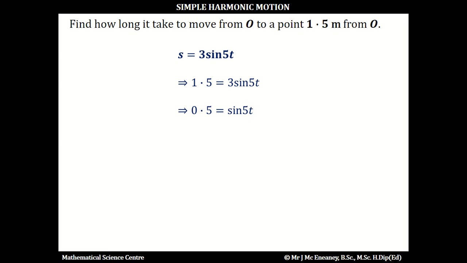If you bring the 3 over and divide, 0.5 equals the sine of 5t. Now if we get the inverse sine of 0.5, this equals 5t. Now this gives us the first time the particle will be 1.5 meters from O. There actually will be an infinite amount of times, but we're just looking for the first time. So inverse sine of 0.5, this is pi over 6. And this equals 5t. Dividing by 5, this means that the first time would be pi over 30 seconds.